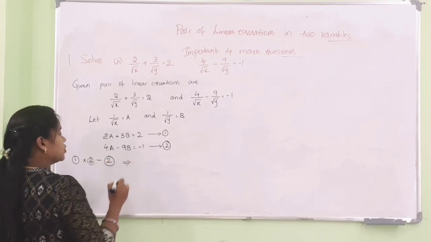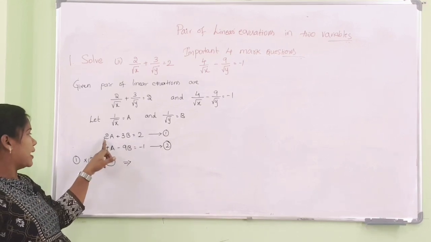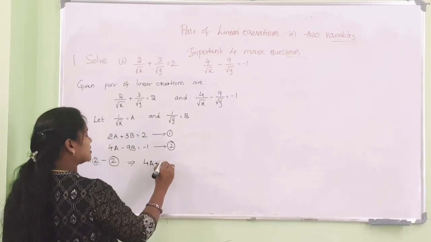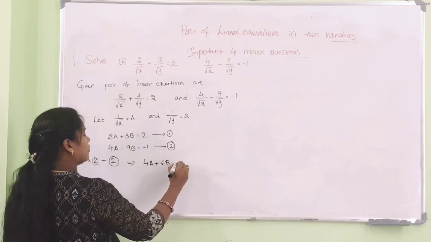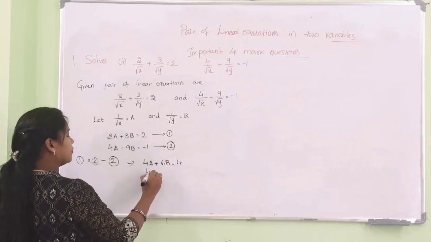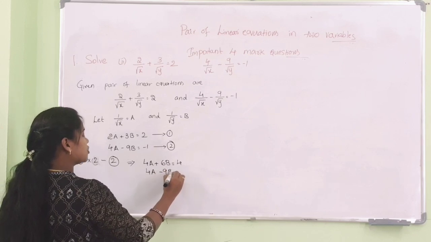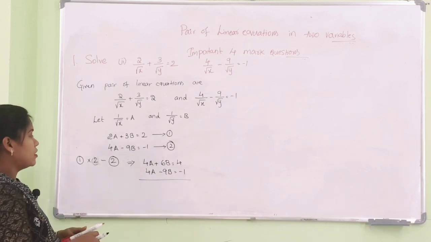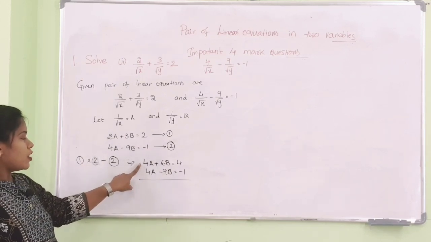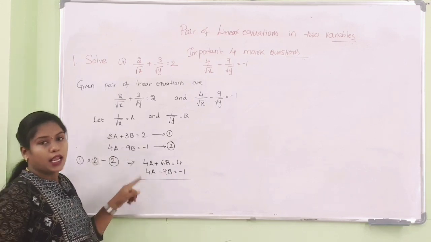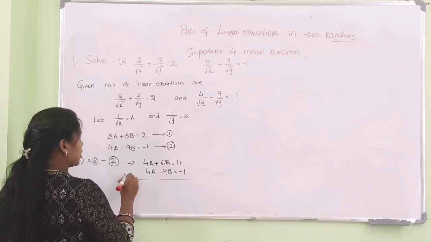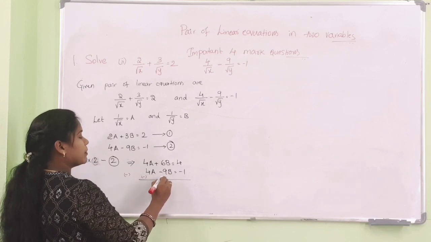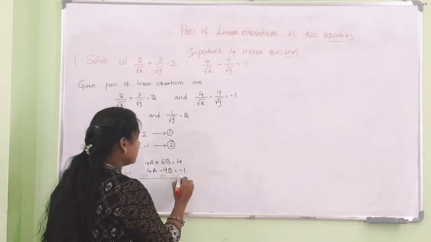So on multiplying this first equation with 2, we get 2 2s are 4a plus 2 3s are 6b, 2 2s are 4. And second equation is 4a minus 9b is equals to minus 1. I am not changing this second equation, I am writing it as it is. So here if you observe, the coefficients of a in both the equations are equal. Since we are doing subtraction, the signs will change here. Plus 4a will become minus 4a, minus 9b will become plus 9b, minus 1 will become plus 1.